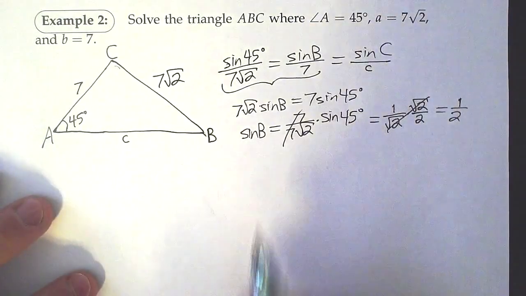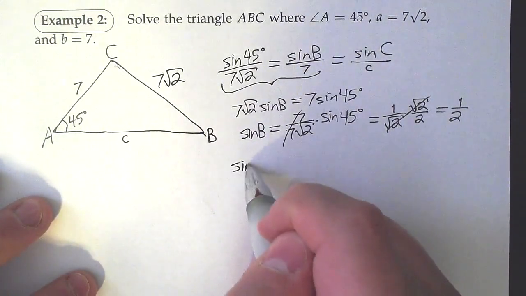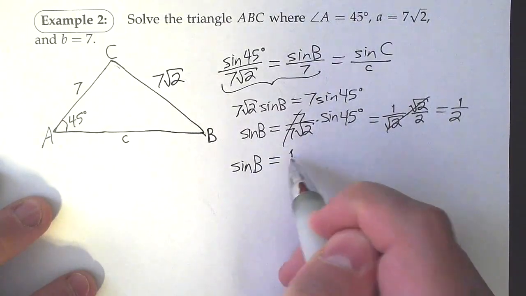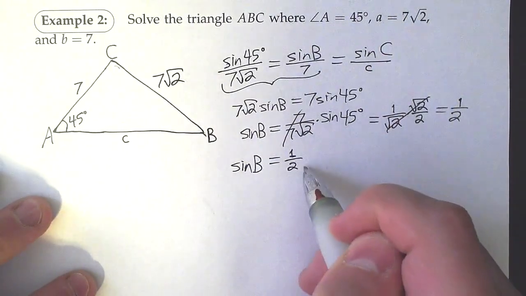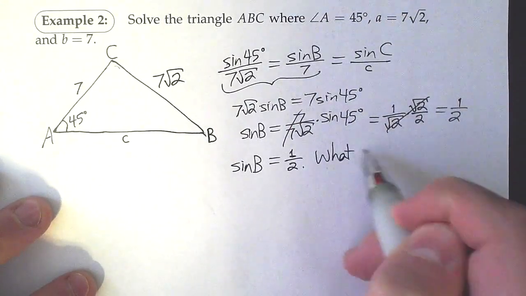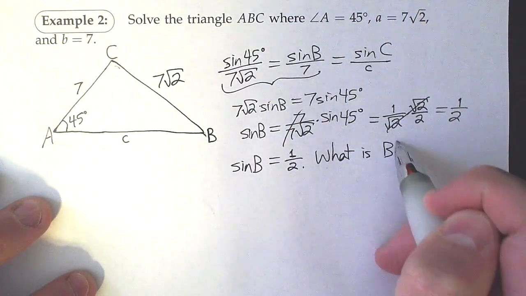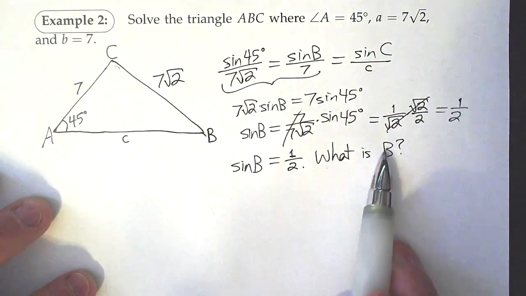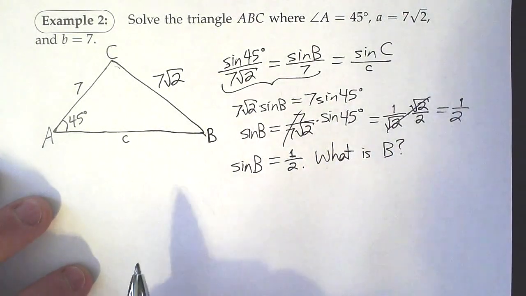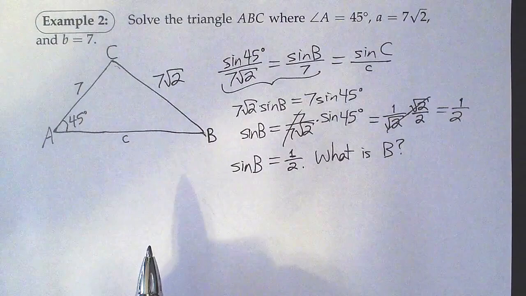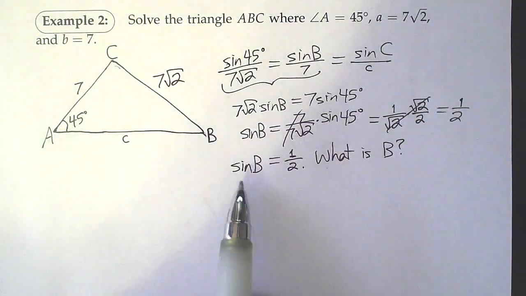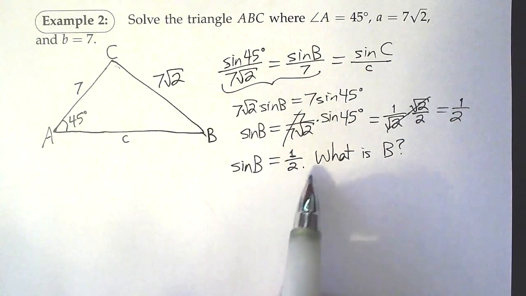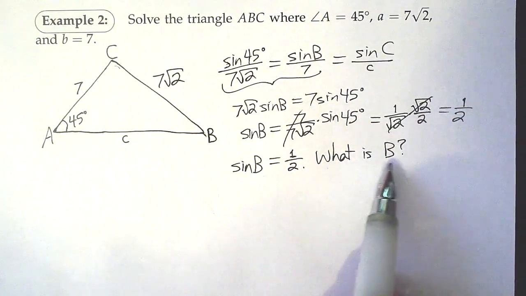So what did we find? We found sine of B equals 1/2. And we want to know what is B. You could put the little angle symbol before B if you want to. But yeah, we're looking for the angle B in degrees. Now, looking at this question, right? Sine B equals 1/2. What is B?